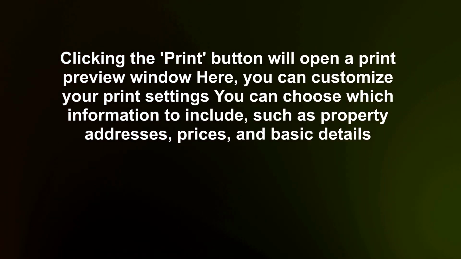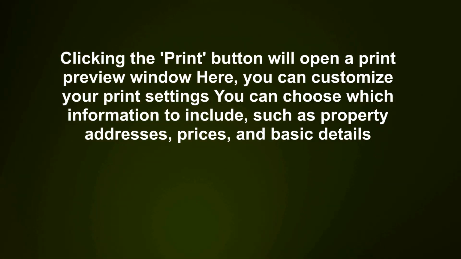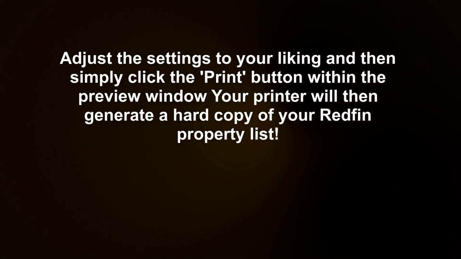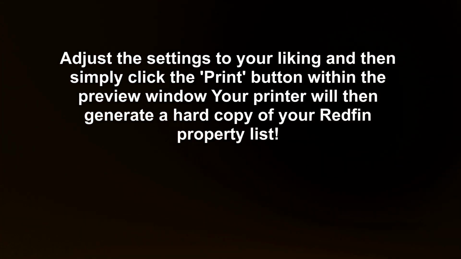You can choose which information to include, such as property addresses, prices, and basic details. Adjust the settings to your liking and then simply click the print button within the preview window. Your printer will then generate a hard copy of your Redfin property list.